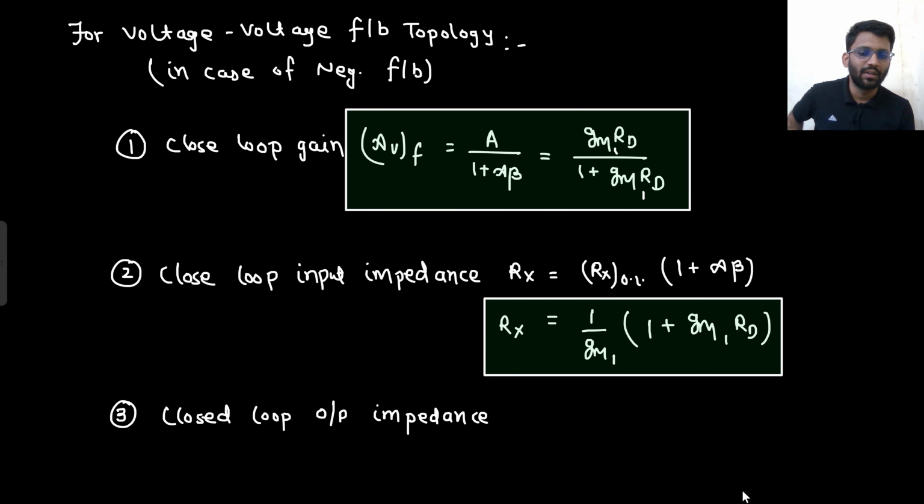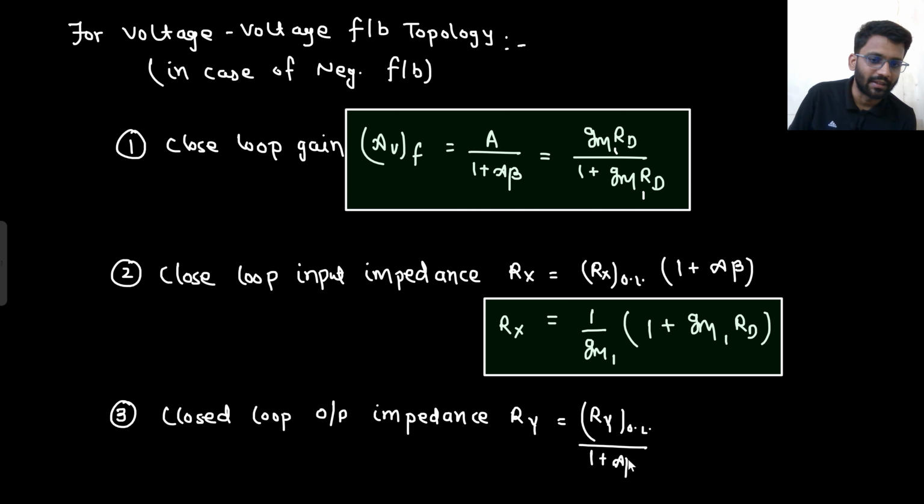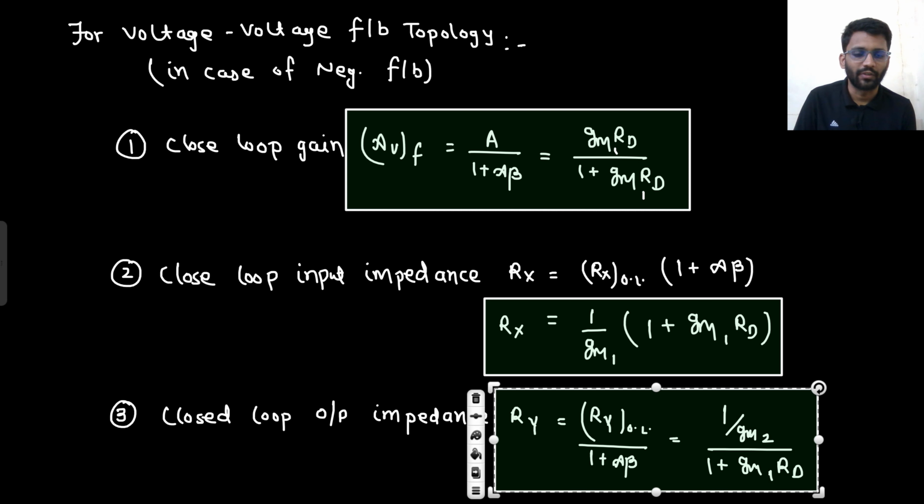So what will be your closed loop output impedance? That would be your output impedance in open loop divided by 1 plus A beta. Why divided by 1 plus A beta? Because this is a voltage amplifier, and in the voltage amplifier you need lower output impedance. So what was the impedance you were getting? 1 by Gm2 divided by 1 plus A beta. A beta value is Gm1 RD. That's it. This is how you solved it with the concept of feedback.